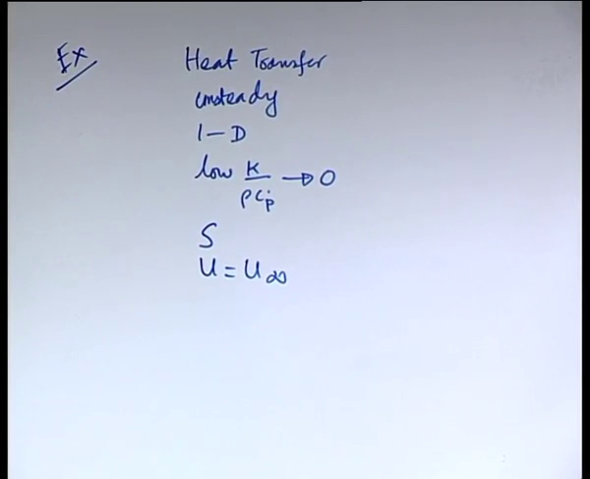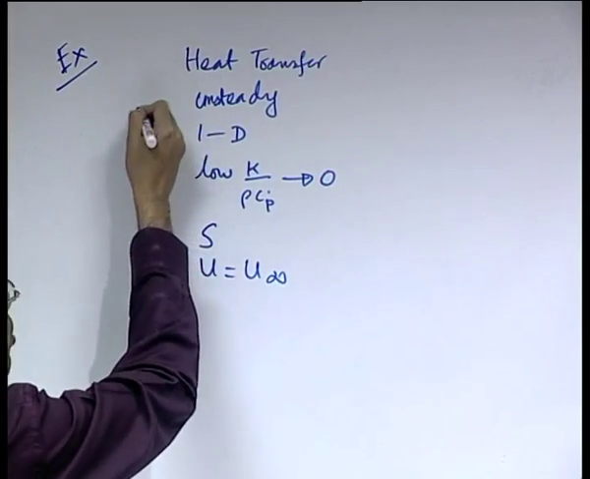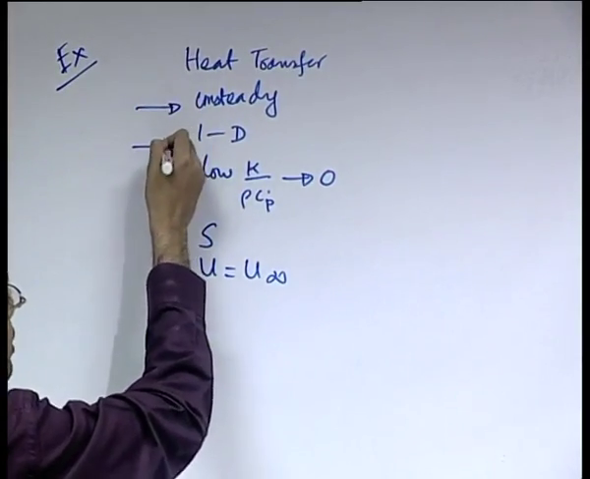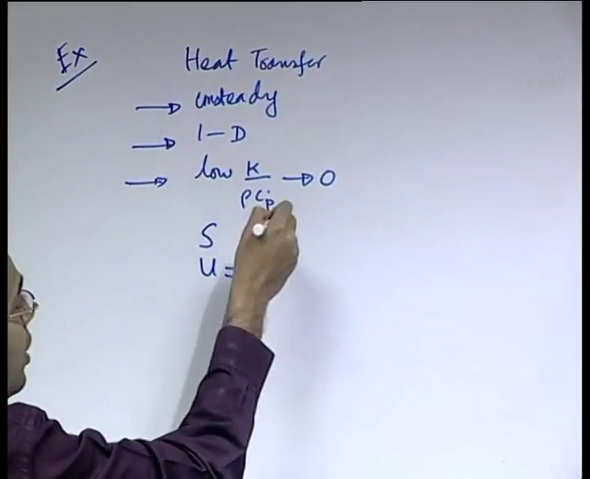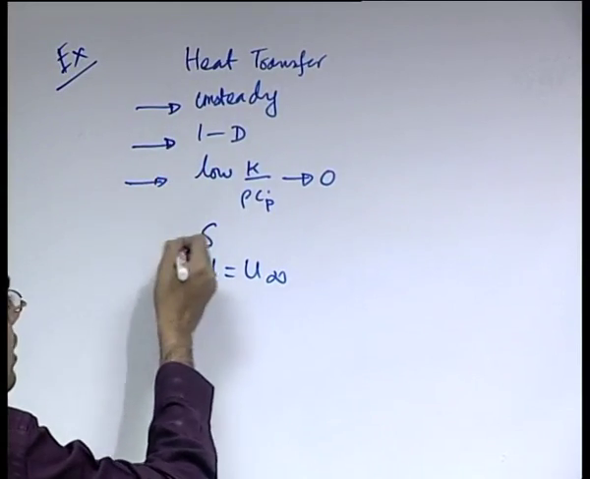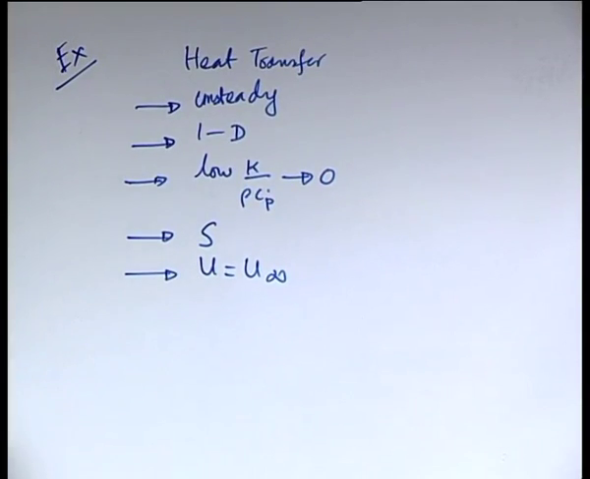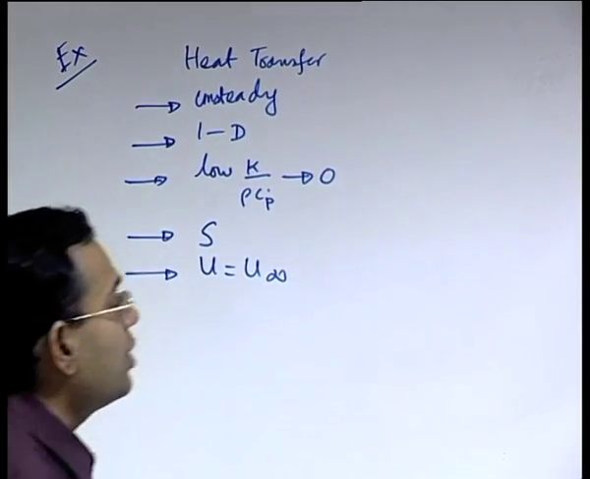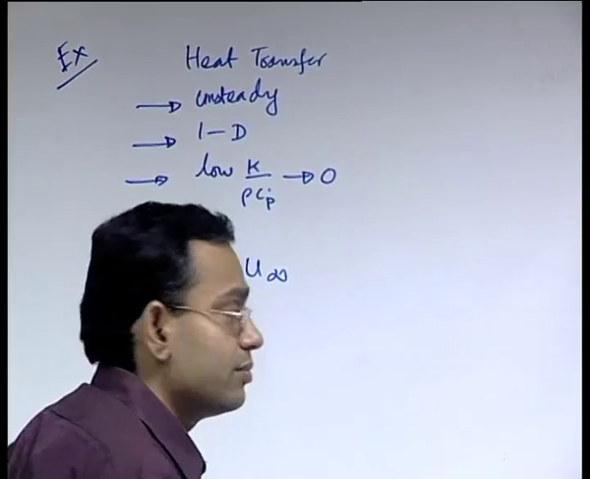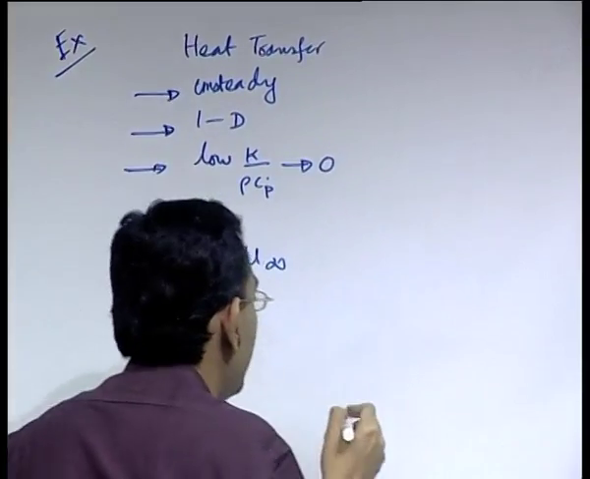So these are the assumptions corresponding to the physical problem: unsteady flow, one dimensional flow, low value of K by rho Cp, for all practical purpose it may be taken to be as good as 0, some constant heat source, and u is equal to u infinity. So with this let us try to formulate the governing equation. So let us write the most general form of the conservation equation.